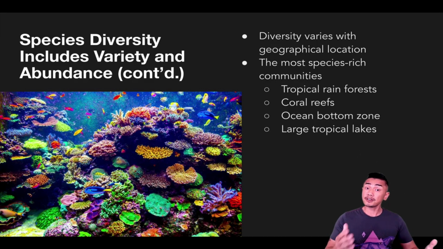Species diversity varies from place to place around the world. Some places have high species diversity and other places have low species diversity. The most species diverse places on land are tropical rainforests. The most species diverse places in the ocean are the coral reefs and the deep ocean. The most species diverse places where fresh water exists are large tropical lakes.